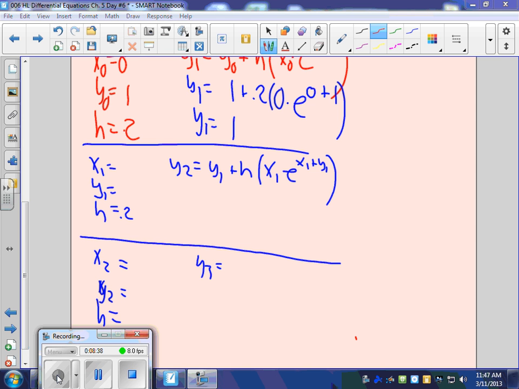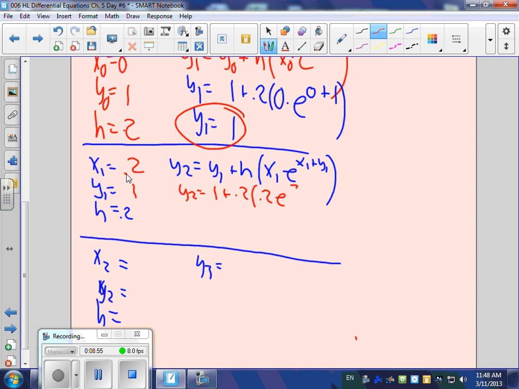So x1 is 0 plus 0.2, or 0.2. y1 is my last y1 here. And we're not going to get a nice number this time. 1 plus 0.2 times 0.2 e to the 0.2 plus 1. And what did you get for a 5-place decimal? 1 point, let's go 3 more decimals. 1.10. Yep, you're right. That's what we got last hour.